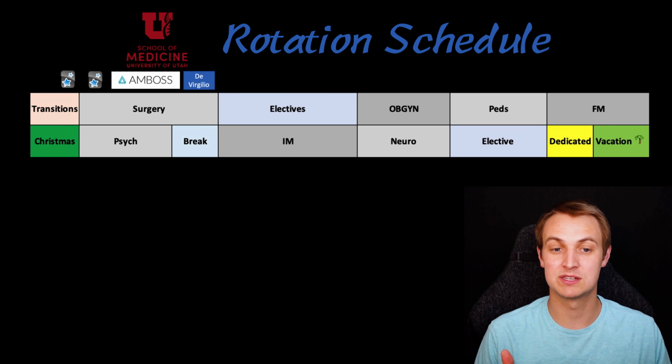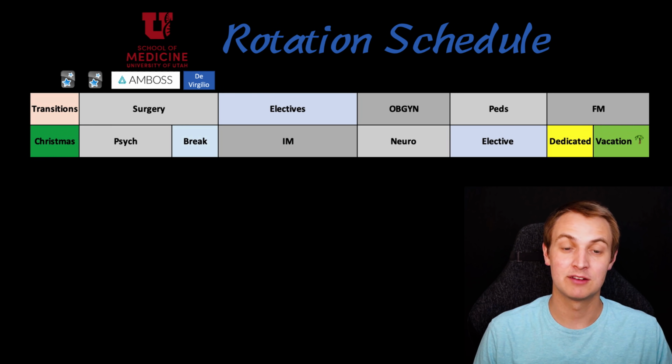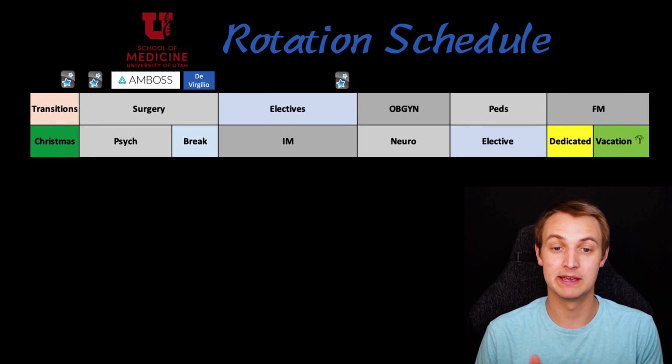My surgery rotation was 6 weeks, so you can see how much that block represents, and all the other rotations that are a little bit shorter were 4 weeks. Now when I was on my electives, I didn't really study. Until the end, I started doing Anki again for my OB-GYN rotation.